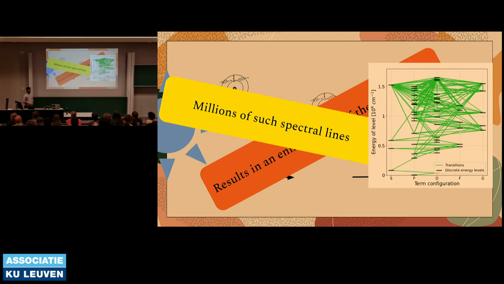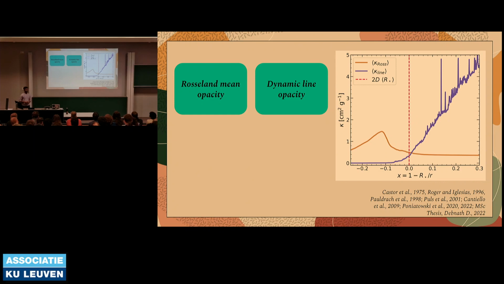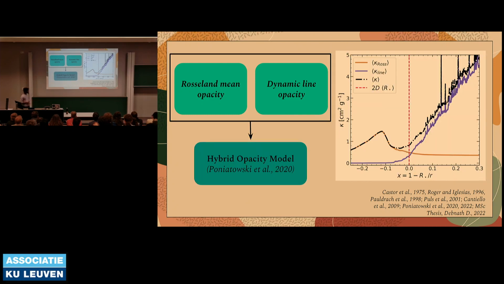On top of that, you have several thousands and millions of spectral lines. Here, this is just one ionization stage of iron, and then you have several of these ionization stages of several of these elements. And the result is a lot of force. And this is this dynamic line opacity. Together with the Rosseland mean opacity, it is all in the hybrid opacity model by the second giant, Luca, from our group. So this is the opacity that we put in our simulations.